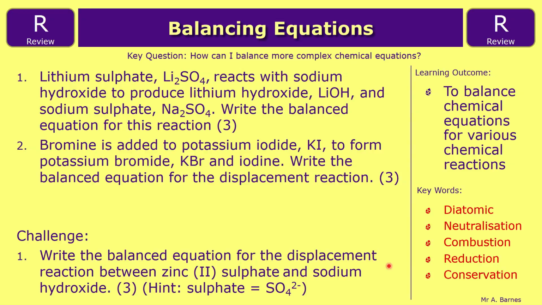Lithium sulphate Li2SO4 reacts with sodium hydroxide to produce lithium hydroxide and sodium sulphate Na2SO4. Write the balanced equation for this reaction. And then question 2 is: bromine is added to potassium iodide KI to form potassium bromide KBr and iodine. Write the balanced equation for the displacement reaction. And if you fancy the challenge one, it says write the balanced equation for the displacement reaction between zinc 2-sulphate and sodium hydroxide. And my hint for you there is that the sulphate ion is SO4 2-, which is one that you need to learn.